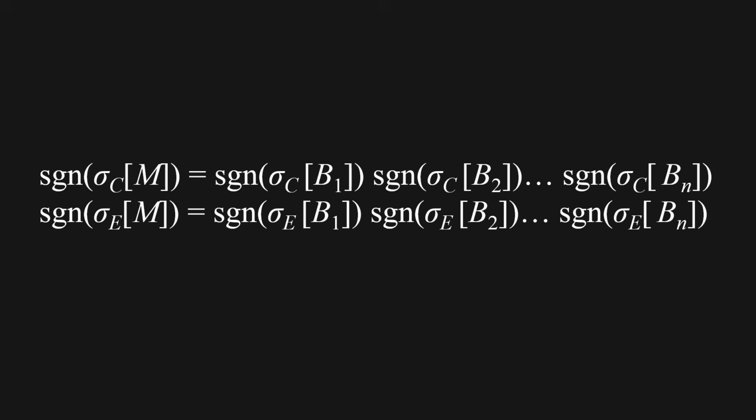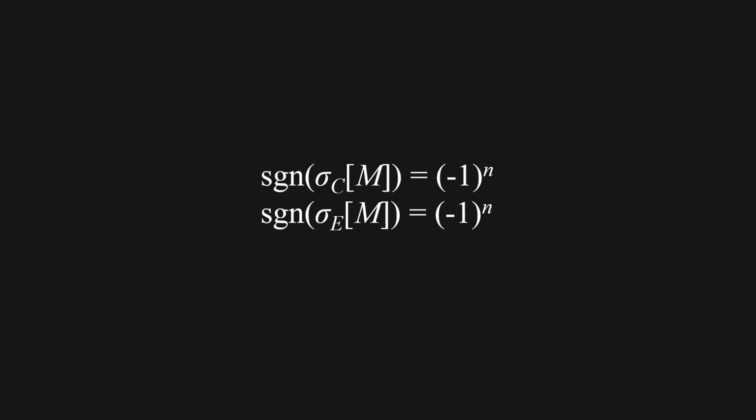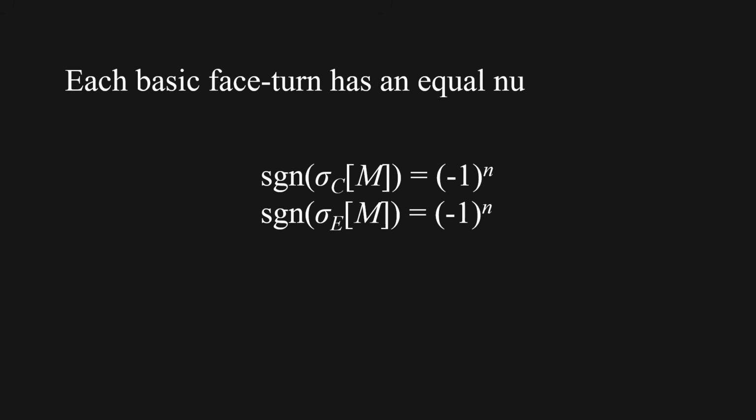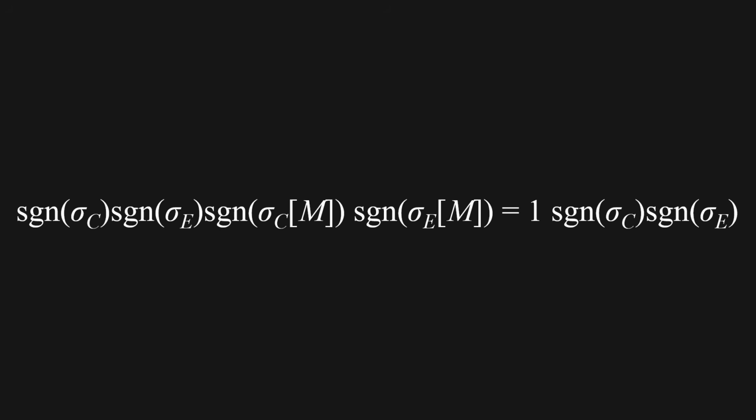We're going to pick up a -1 from each term in this product because again each term is a 4 cycle. Note that we have the same exponent here because there are as many edge permutations as there are corner permutations for any basic face turn, which is not too difficult to see. Multiplying these two signatures gives our desired result.